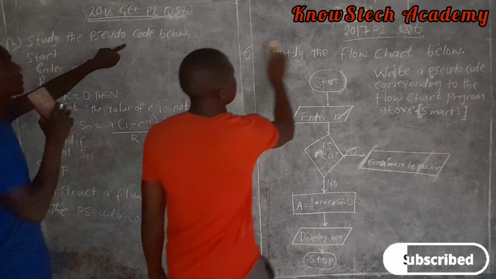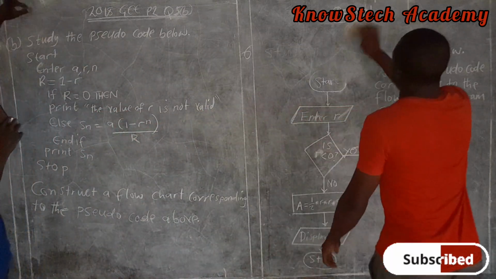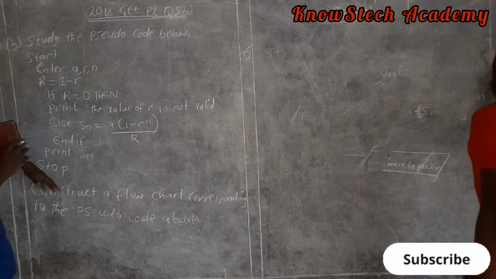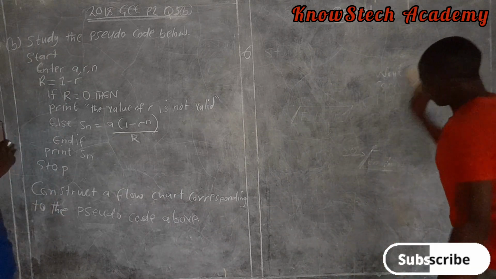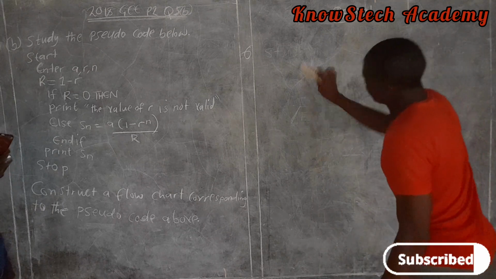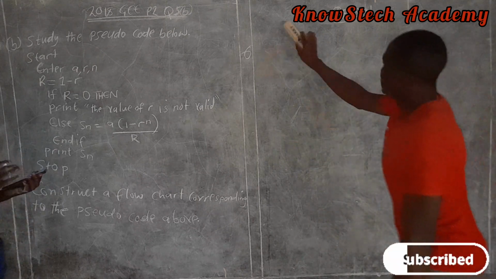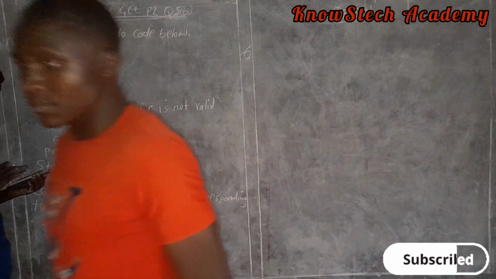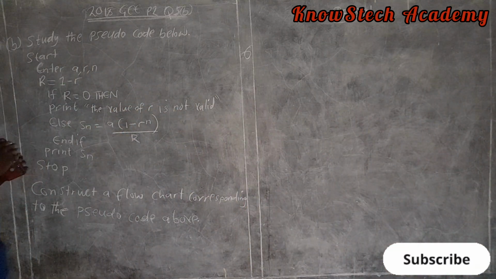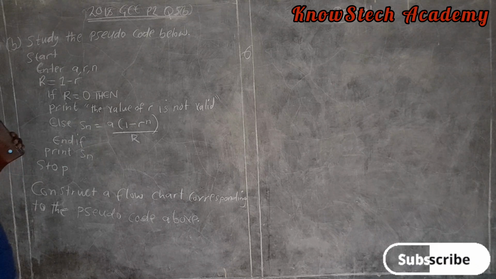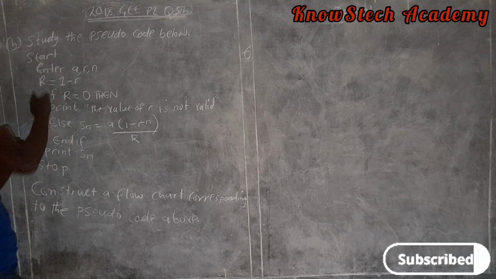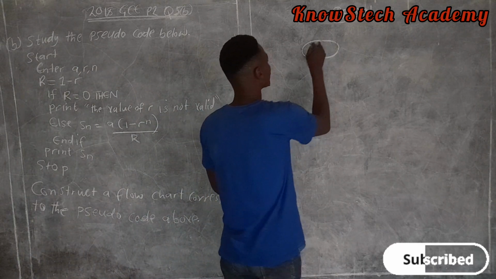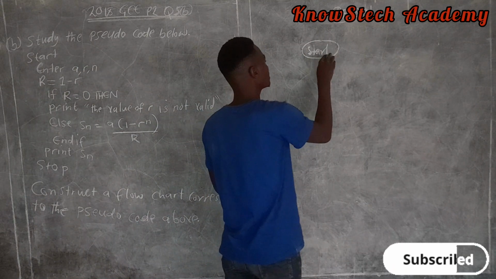So study the pseudocode below. There is start, enter R, this, and that, and then there is stop here. Construct a flowchart. Okay, construct. I thought it's not recording. So there is a start here. The symbol for start is an oval shape. So just write inside here, start.